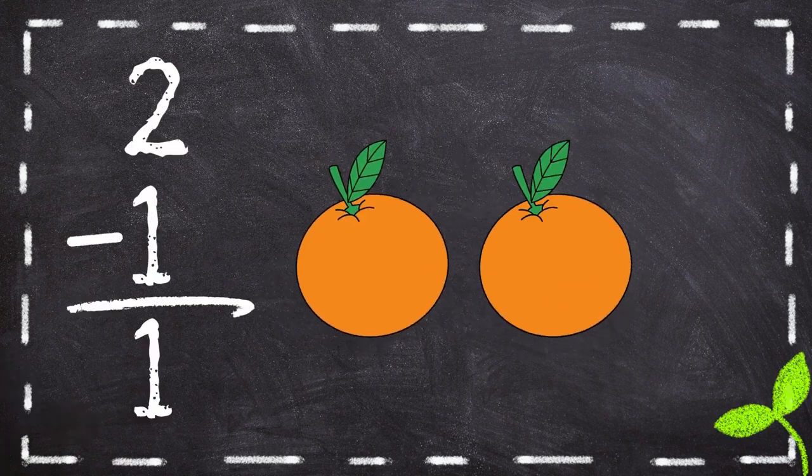You have 2 oranges. And now if you eat one of it, how many will remain? Only 1 orange will remain.